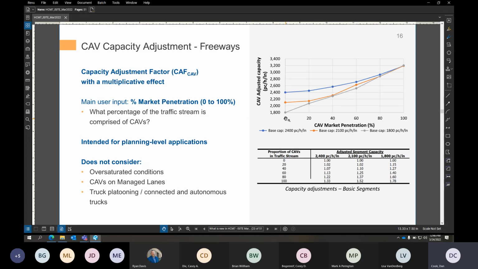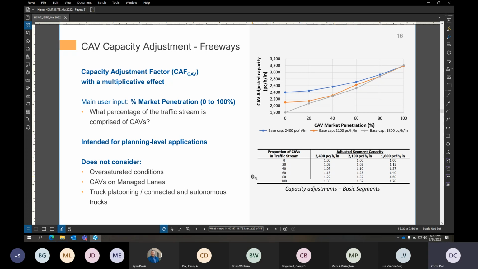So this table down here is what is presented in the Highway Capacity Manual. These are those capacity adjustment factors as a function of both market penetration rate, so these 0 to 100, and the adjusted segment capacity. So this would be your base adjusted segment capacity from your Highway Capacity Manual procedure. And then the factor that you have to multiply to see what your adjusted capacity is based on how many CAVs you have out there.